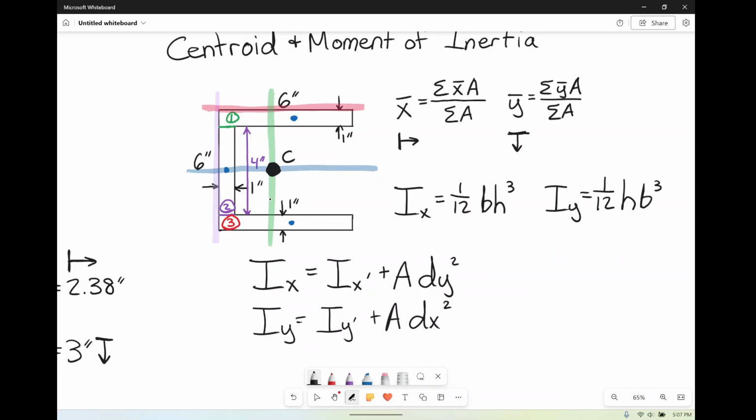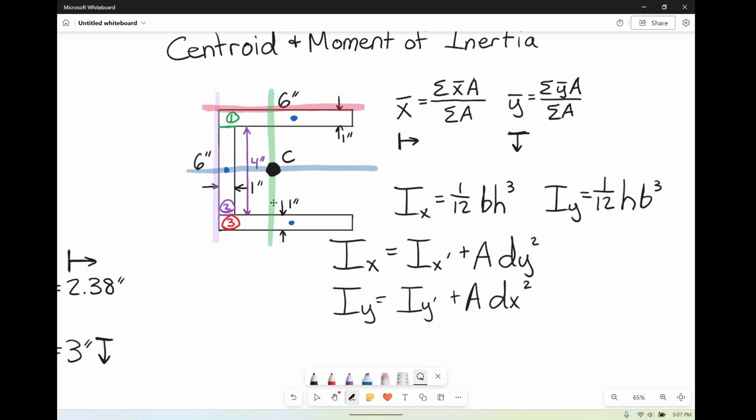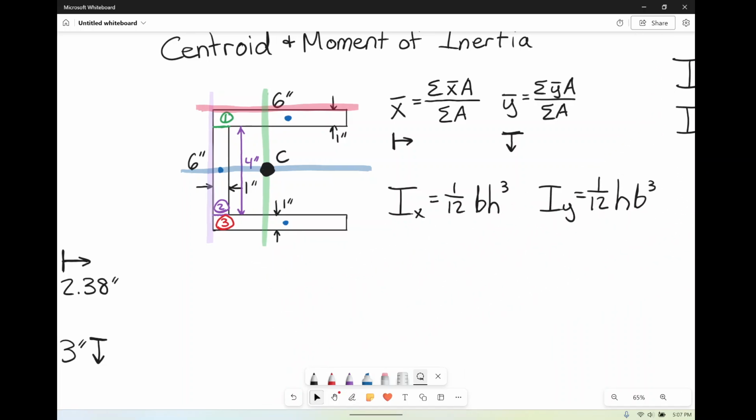So if you don't actually know the distance to the center of the shape, you can't really get the moment of inertia for the actual section. Noting these equations, we still have our 3 little rectangles, so we're going to find Ix and Iy using the parallel axis theorem for the individual shapes.